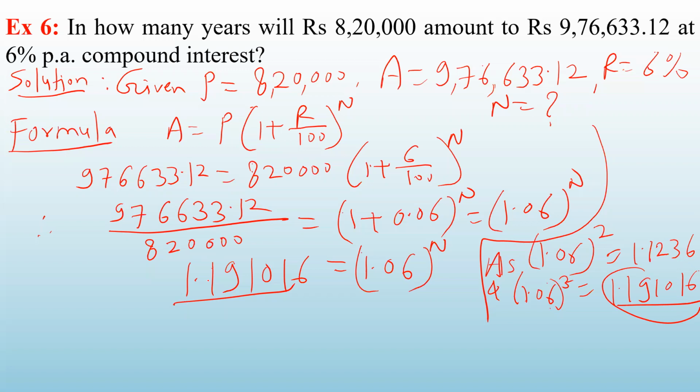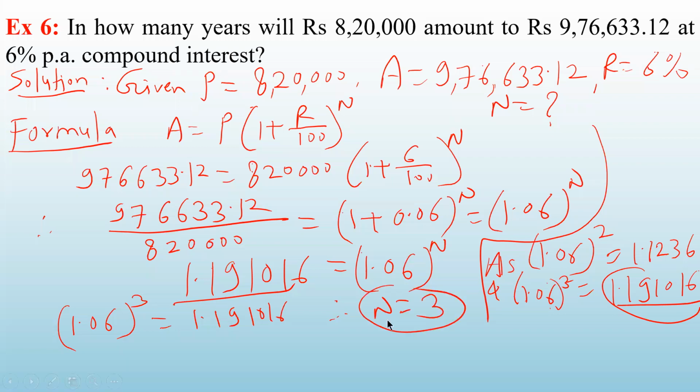Okay, so 1.06 raised to power 3 is giving you 1.191016. Therefore, what is the value of n? It is 3. So in how many years? This amount 8,20,000 will become 9,76,633.12 in 3 years. So n, the number of years, is 3, in 3 years time. So this is how in this problem we have calculated the value of n.